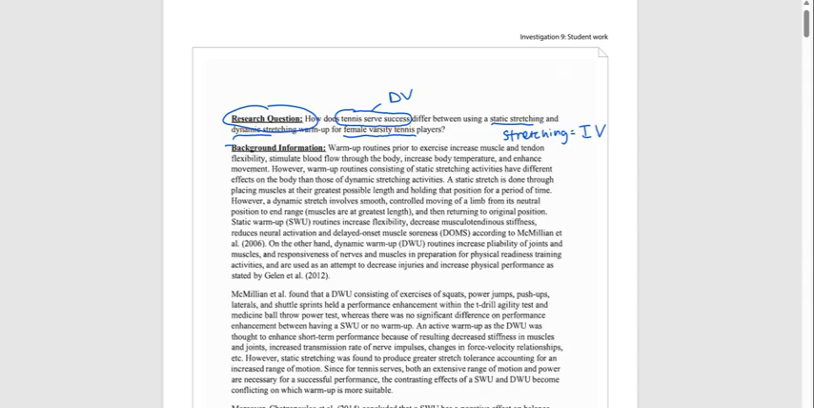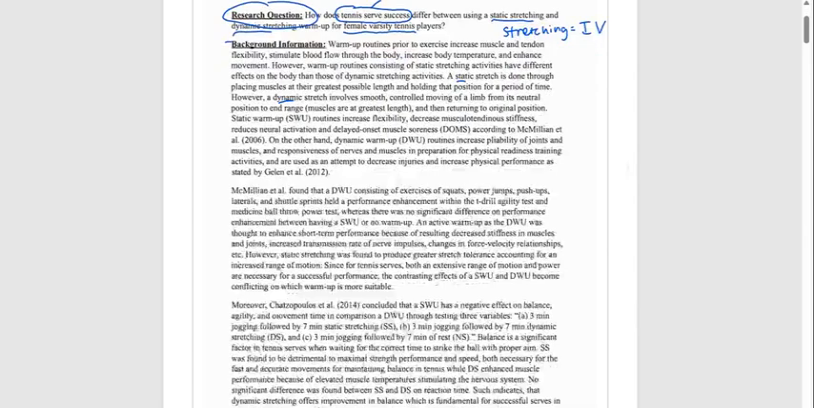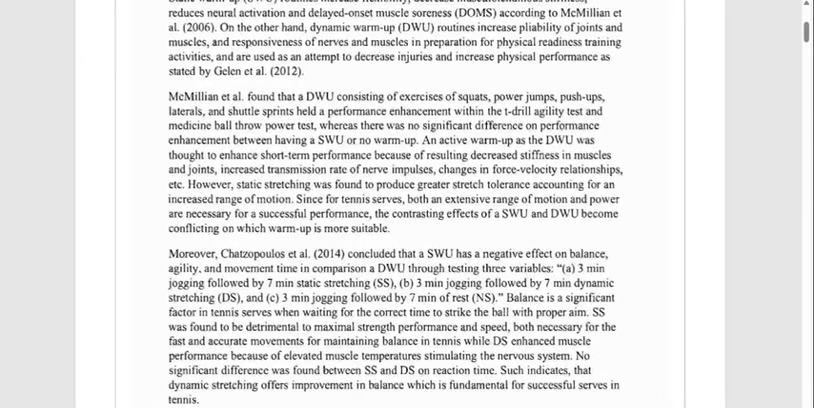Once they move into the background information, you start getting info about the independent variables, the stretching types, and how that could relate to tennis serve success. So it talks about warm-ups in general. Static stretching has different effects than dynamic. It defines a static stretch, defines a dynamic stretch. Then it talks about some benefits that are known about each. And then they continue on where they're citing some previous research here.